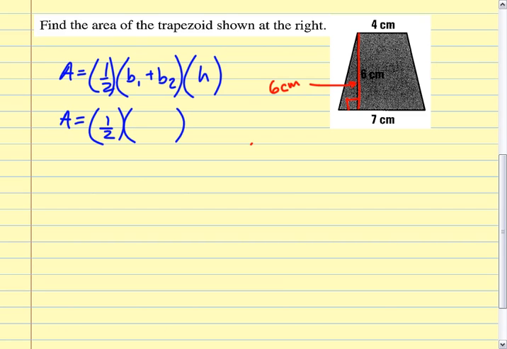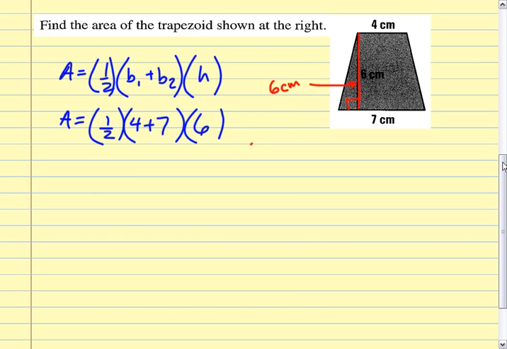What about base 1? 4. All right, we'll go with 4. And what about base 2? 7. All right, plus 7. And then what about the height? 6. All right, good. Now, Gray has a question for me. Gray? Do you divide by 1/2 or multiply by 1/2? I'm going to multiply by 1/2, which is the same as dividing by 2.